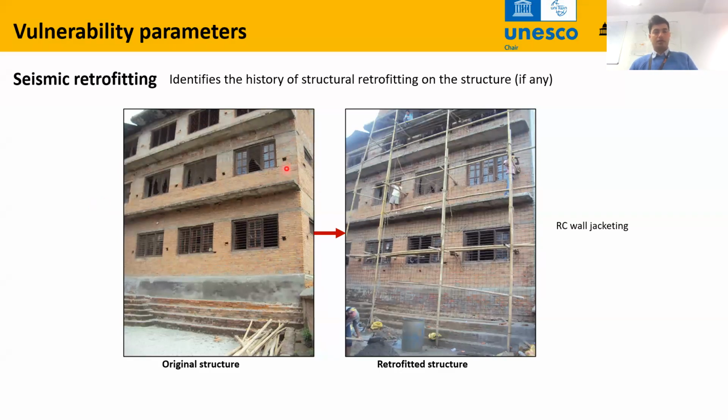For example, this building is retrofitted throughout at all wall levels with ferrocement coating. So strengthening like this helps to increase the life and increase the safety of the buildings.